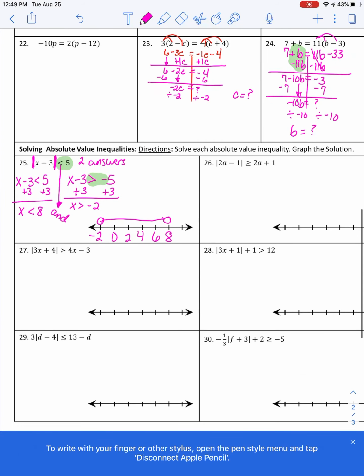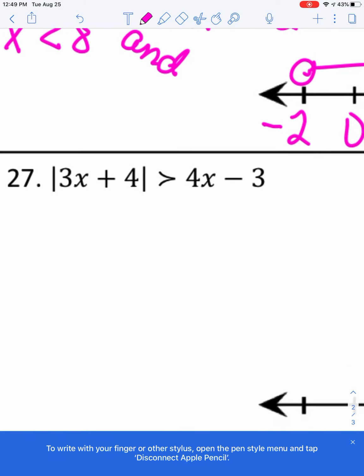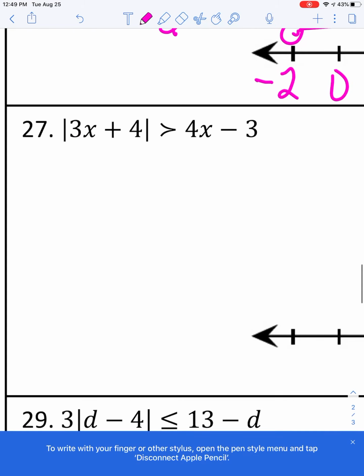Let me find a harder one for you. I promise I'll do number 30 for you. But before I do 30, 27's a bit of a doozy. Let me do 27 for you, okay? I can at least get it started and then you can finish.